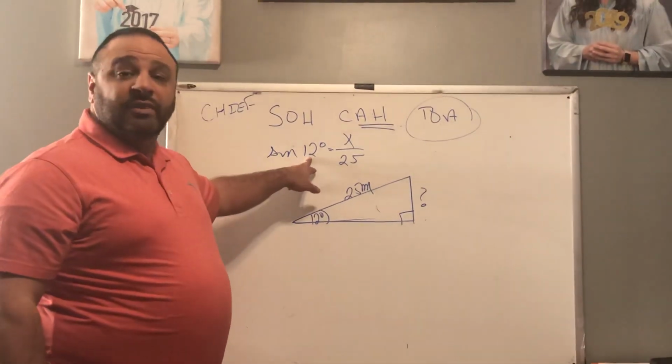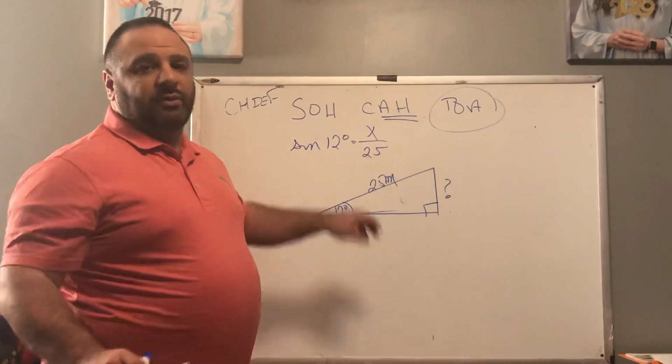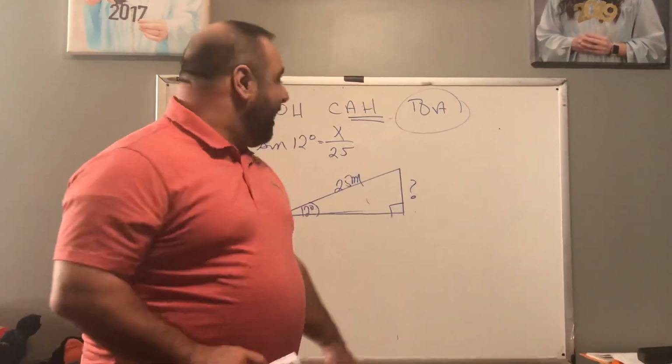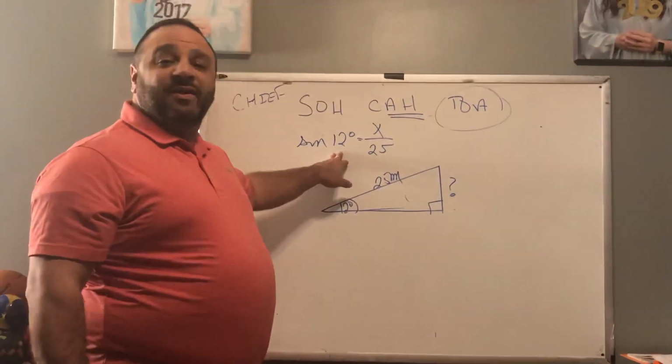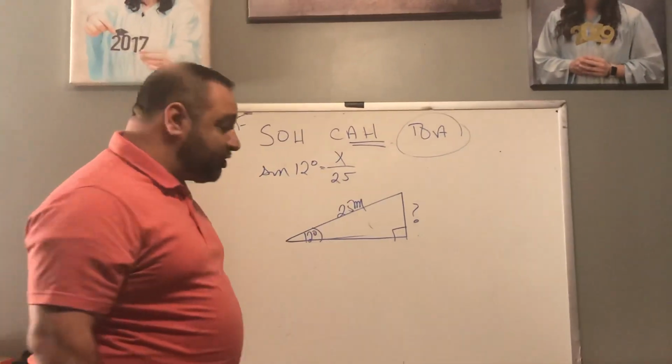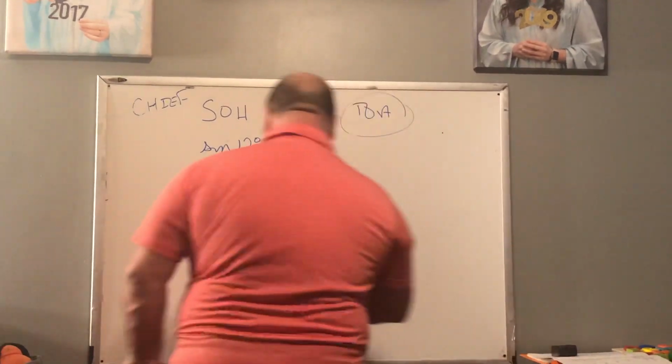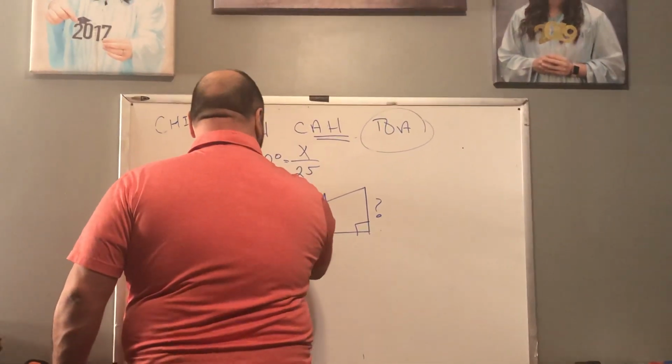Get on the chart in your handbook, not your kitchen table, and find the sine of 12 degrees. So the sine of 12 degrees would actually be 0.2079.